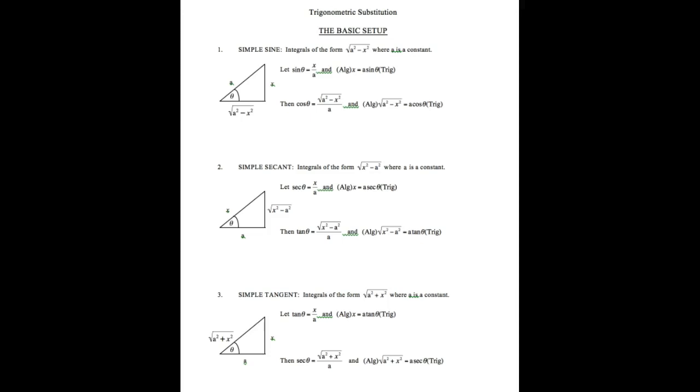Multiply both sides by a, and we have a piece of algebra, x, equaling a piece of trig, a sine theta. Now, whenever I have the sine of theta, I use the cosine of theta. If I look at that triangle, the sine of theta is x over a. By using the Pythagorean theorem, I get the square root of a squared minus x squared. So the cosine, being adjacent over hypotenuse, is the square root of a squared minus x squared over a. Multiply both sides by a, and we get a piece of algebra, the square root of a squared minus x squared, equaling a piece of trig, a cosine theta.